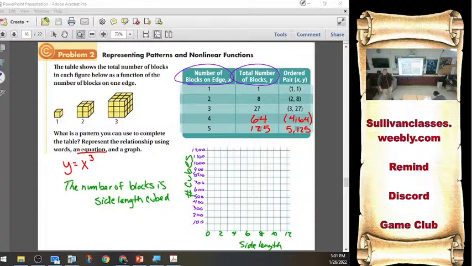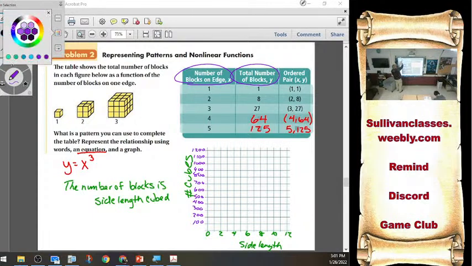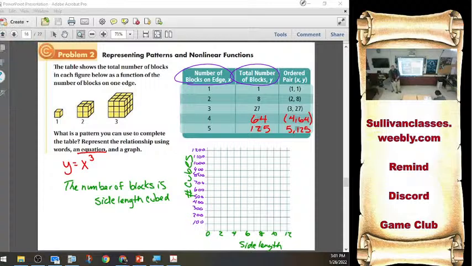Because look at what's going to happen. The further I go, do you know your cubes? Do you know your cube numbers? What is 1 cubed? 1 by 1 by 1. So 1 cubed is 1. What is 2 cubed? 2 by 2 by 2. 8. What's 3 cubed? 27. It's right there. 27.